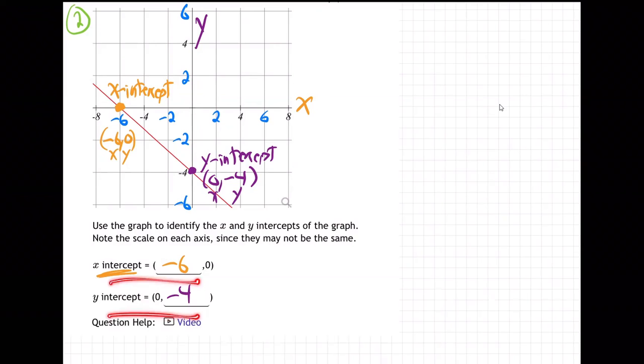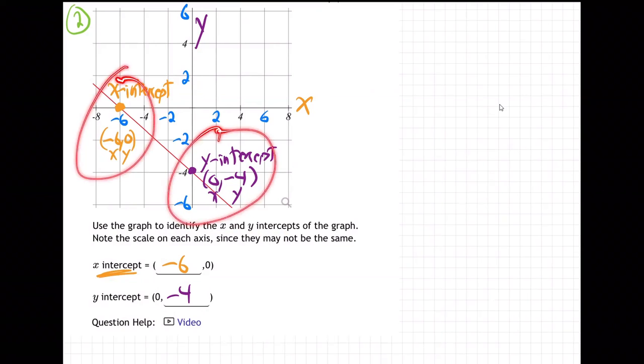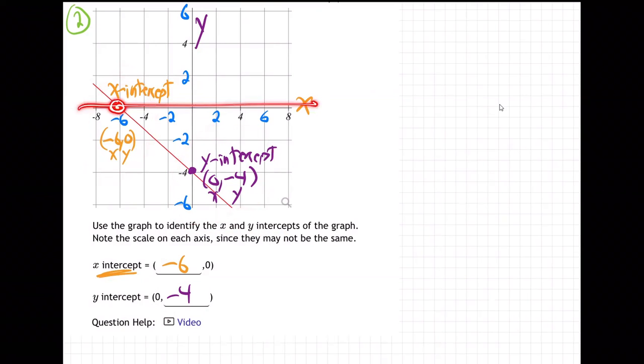So we just identified the X and Y intercepts on the graph. We just looked at the graph and said, here's the X-intercept, negative 6, 0, back 6, up 0. And here's the Y-intercept, over 0, down 4. Again, the X-intercept is where your line hits the X-axis, and the Y-intercept is where your line intersects the Y-axis. And so there we go.